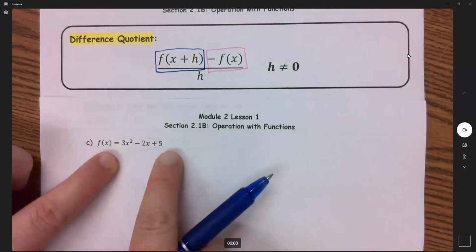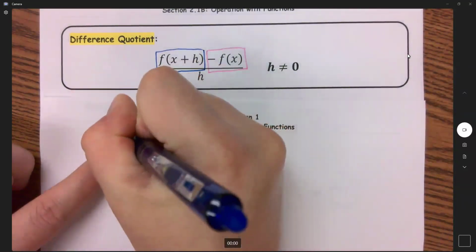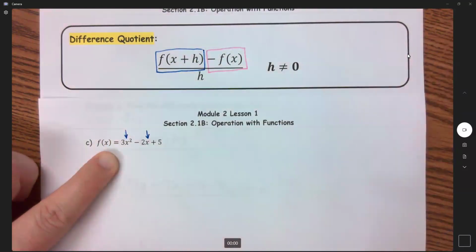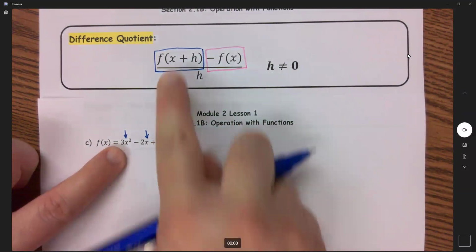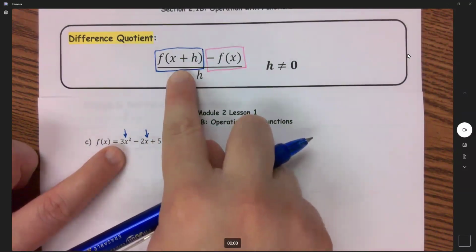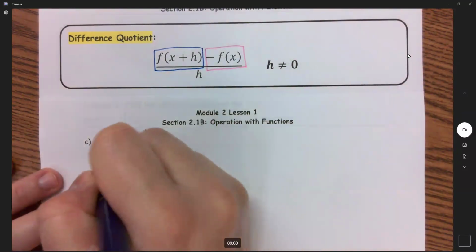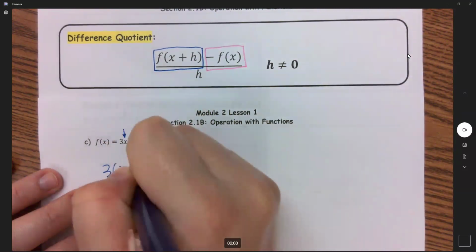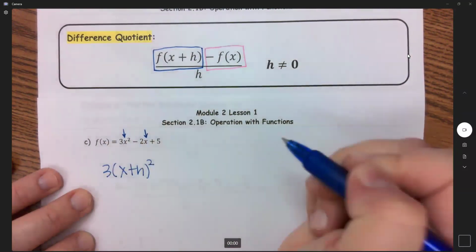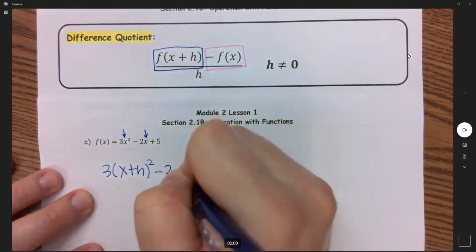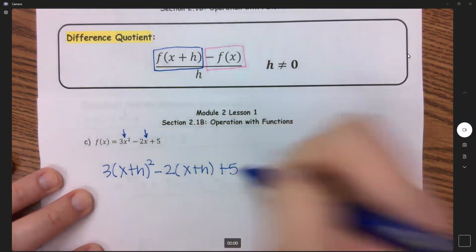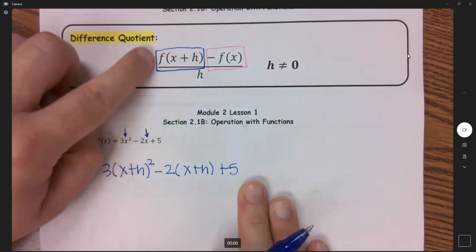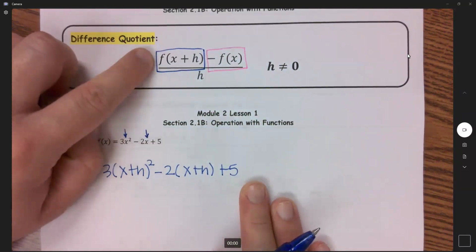we have another quadratic equation. So I have 2 x's, so I need to replace both of these x's with this x plus h. So we get 3 times x plus h squared minus 2 times x plus h plus 5. So this part here is only that blue part, that f of x plus h.